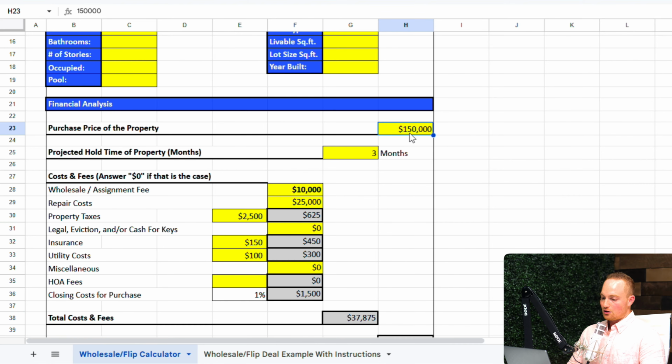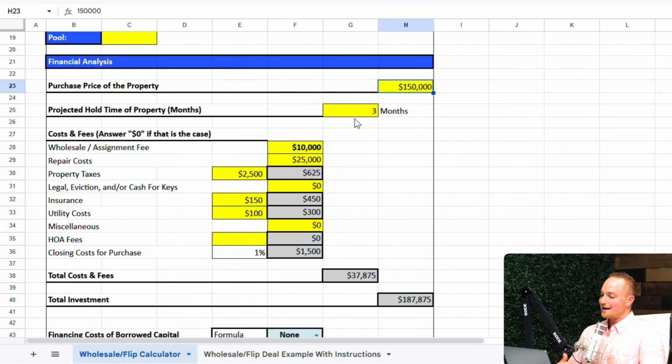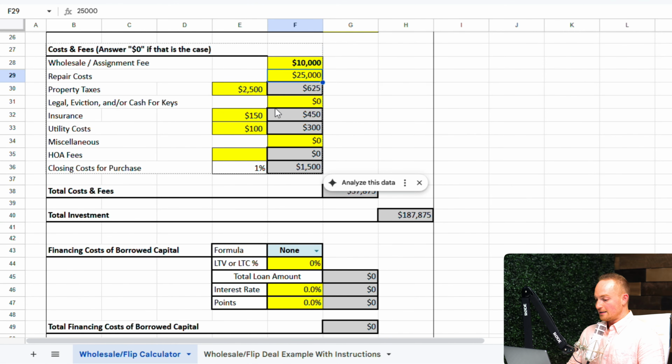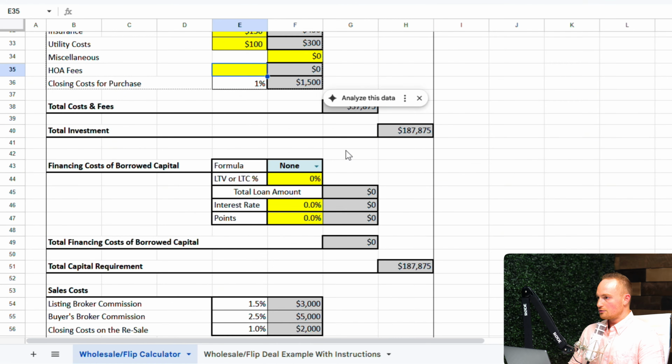There's a $10,000 wholesale fee on top of this. So our cash buyer would basically be paying $160,000 for this property. We need to put in $25,000 in repairs. We've got some holding costs. We have some closing costs on the acquisition. And so all in, all that added together is $187,000 and some change. So almost $188,000. So this is called our total investment.